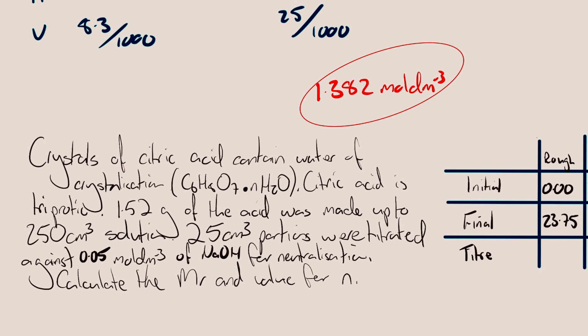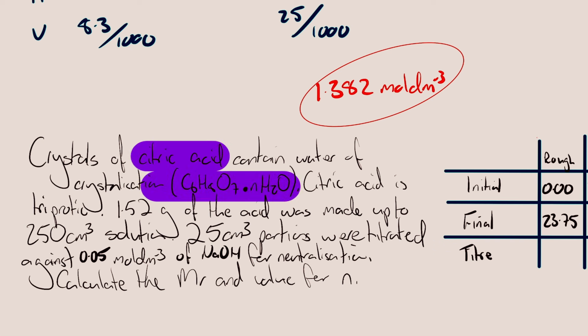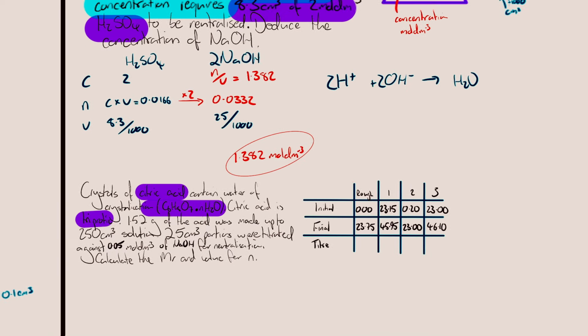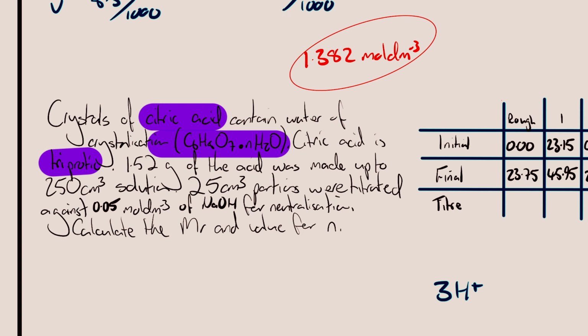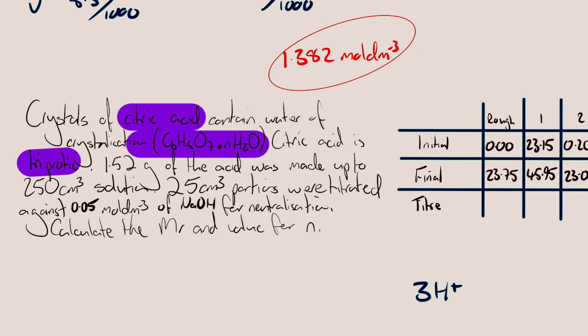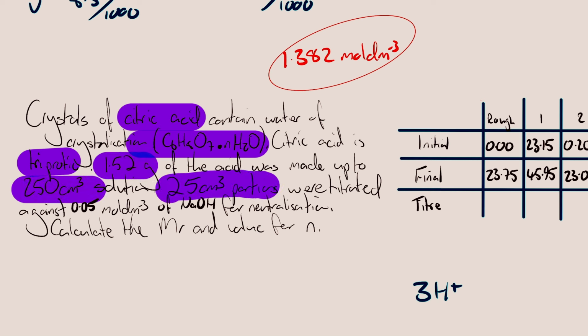So we've got citric acid, water of crystallization, we've got NH2O. Citric acid is triprotic. So that sort of thing I spoke about earlier, this ionic equation, we're going to have 3H plus from the citric acid. 1.52 grams of the acid was made up to 250 centimetres cubed. And then 25 centimetre cube portions are taken of this.